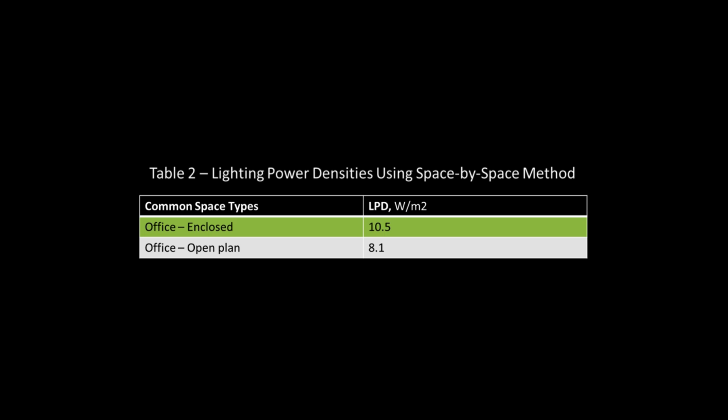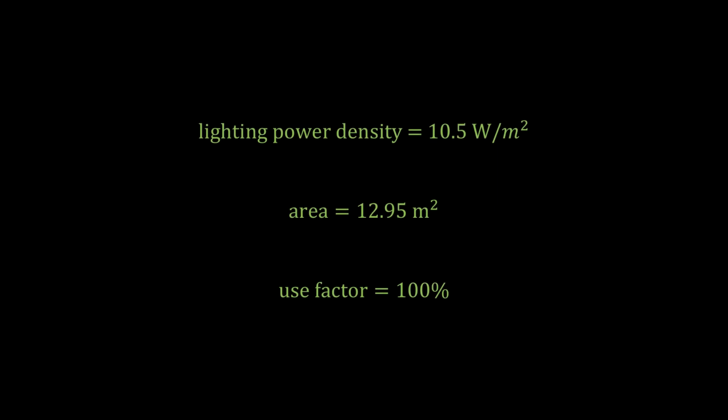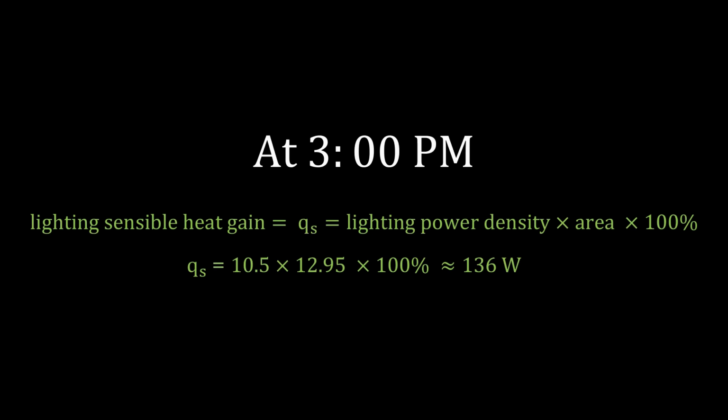We were told that the office space is enclosed, so a lighting power density of 10.5 watts per square meter is appropriate. We were also told that the office area is 12.95 square meters. Therefore, using the space-by-space method, the lighting sensible heat gain at 3 p.m. is equal to the lighting power density times the area, which is 10.5 times 12.95, and that will give us approximately 136 watts. The result would have been different if we used a different area and/or chose a different office space type.